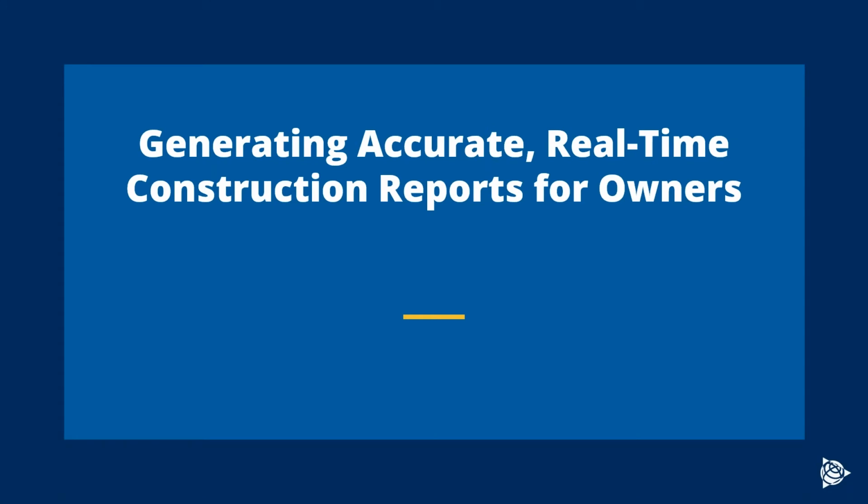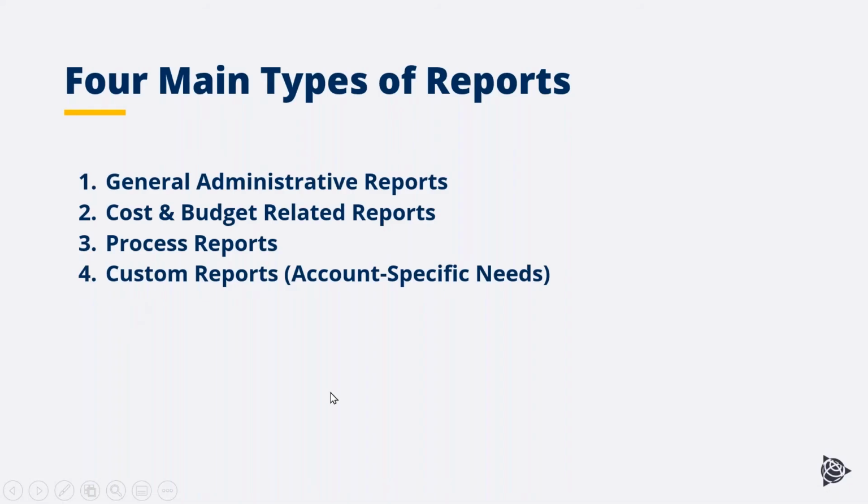So EBuilder is a project management tool specifically tailored for serial builders, the owners of construction projects. And what we're going to do now is just dive into some specific reporting examples that help owners with capital project management. We're going to basically cover 4 types of broad categories of reports and look at samples from each category: general administrative, cost and budget, process reports, and custom reports.